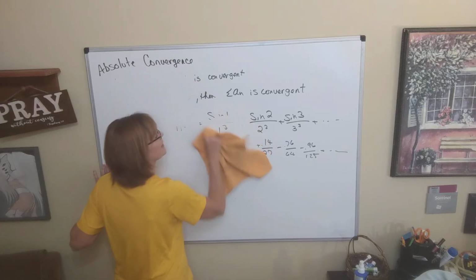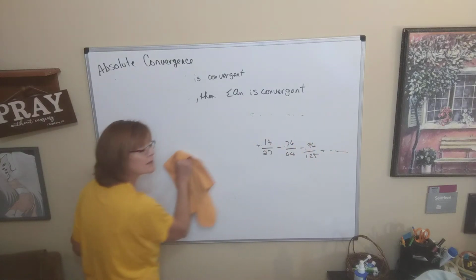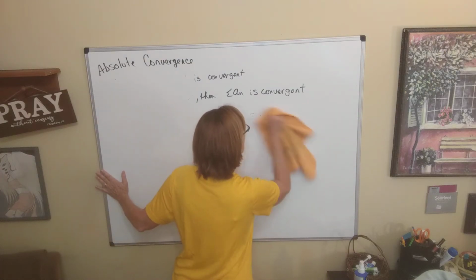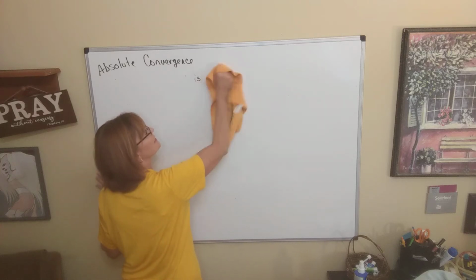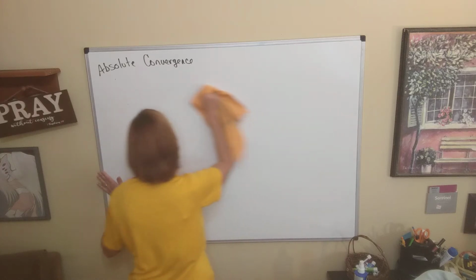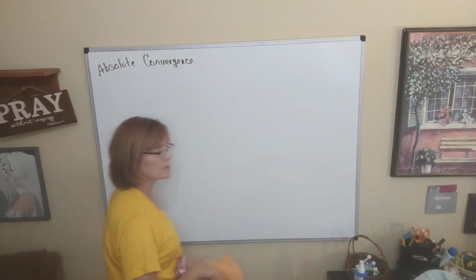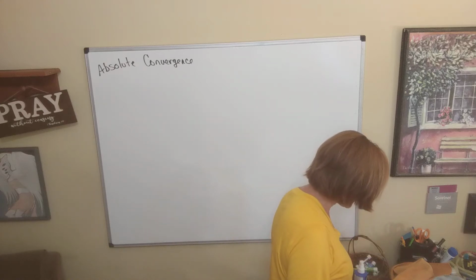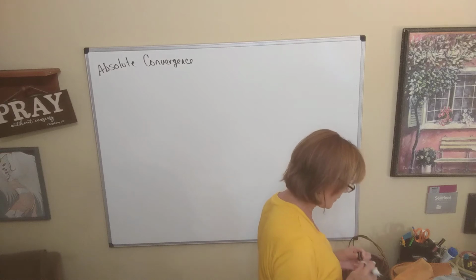If you find that it has a limit that's greater than 1, or that the limit does not exist, then we say that the series is divergent. If the limit exists and it's equal to 1, the test is inconclusive and we can say nothing. We've got to try something else to see if it's convergent or divergent. So that's the rules for the ratio test. The ratio test could be applied to any series.